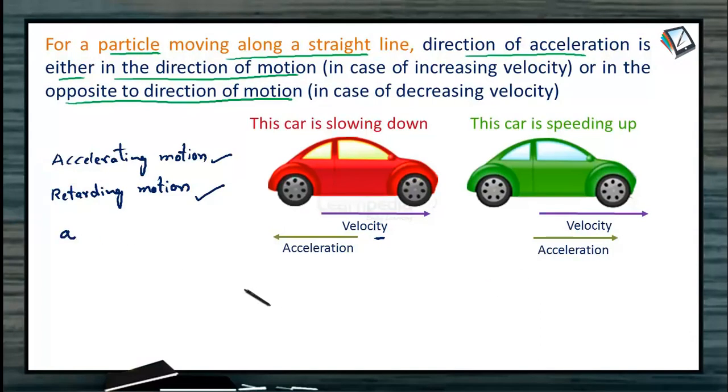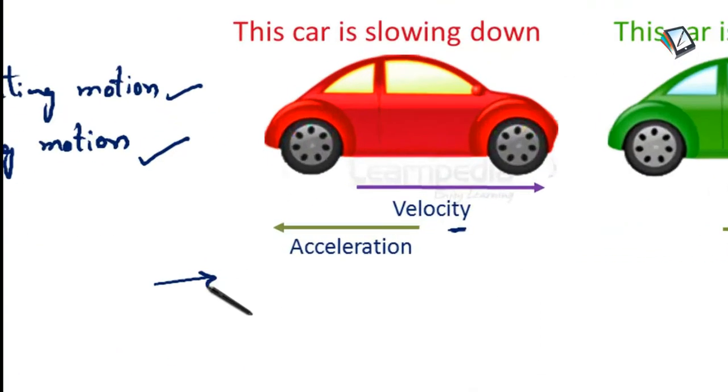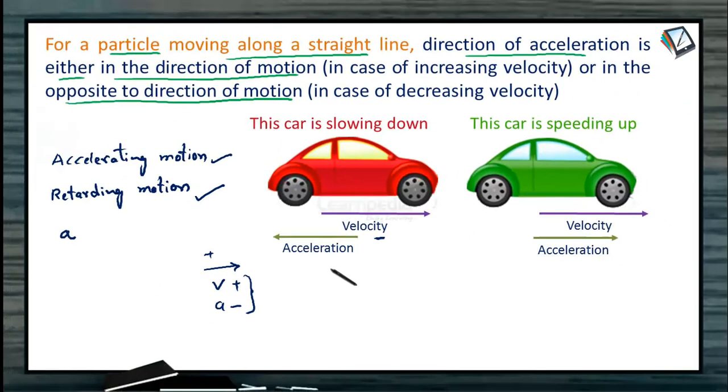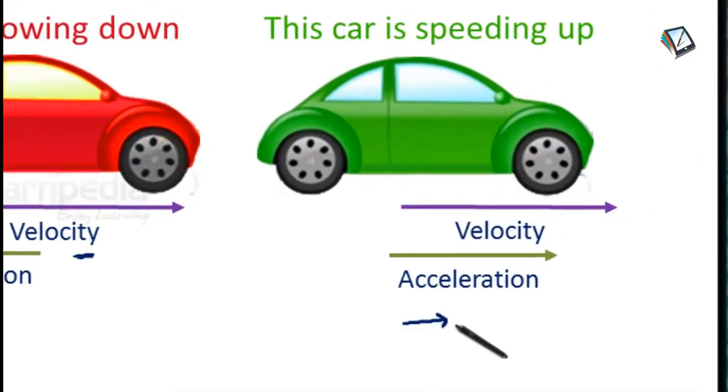Suppose for these cars, let this particular direction be the positive direction. Then for the first case, we know that velocity is positive and acceleration will be negative. And it is a case of retardation. Alright. Here you can see that velocity is positive and acceleration is also positive. And it is a case of acceleration, meaning speeding up.